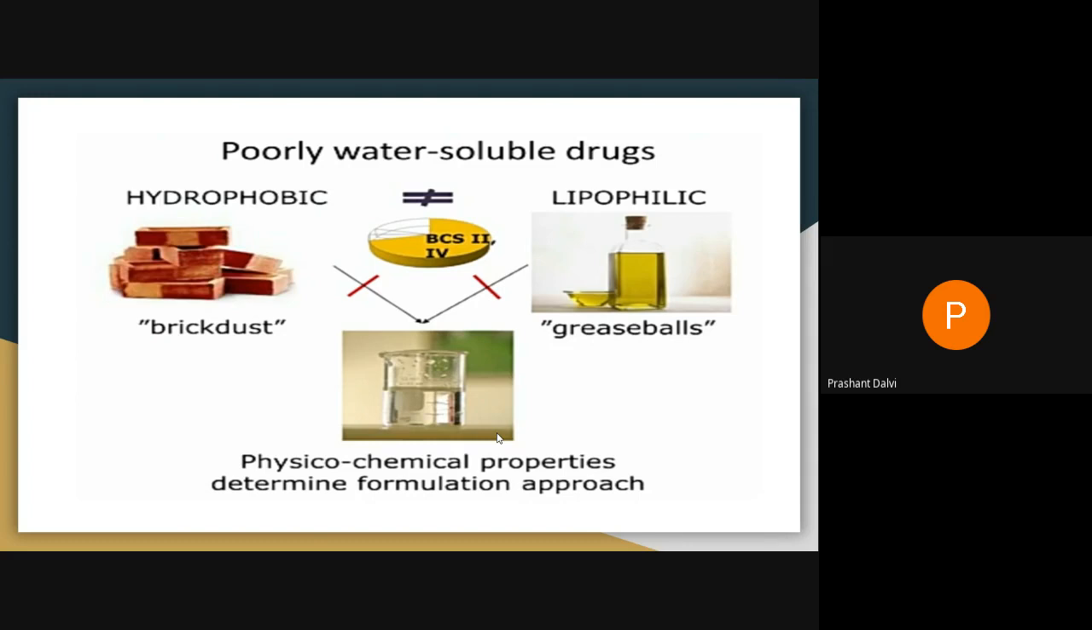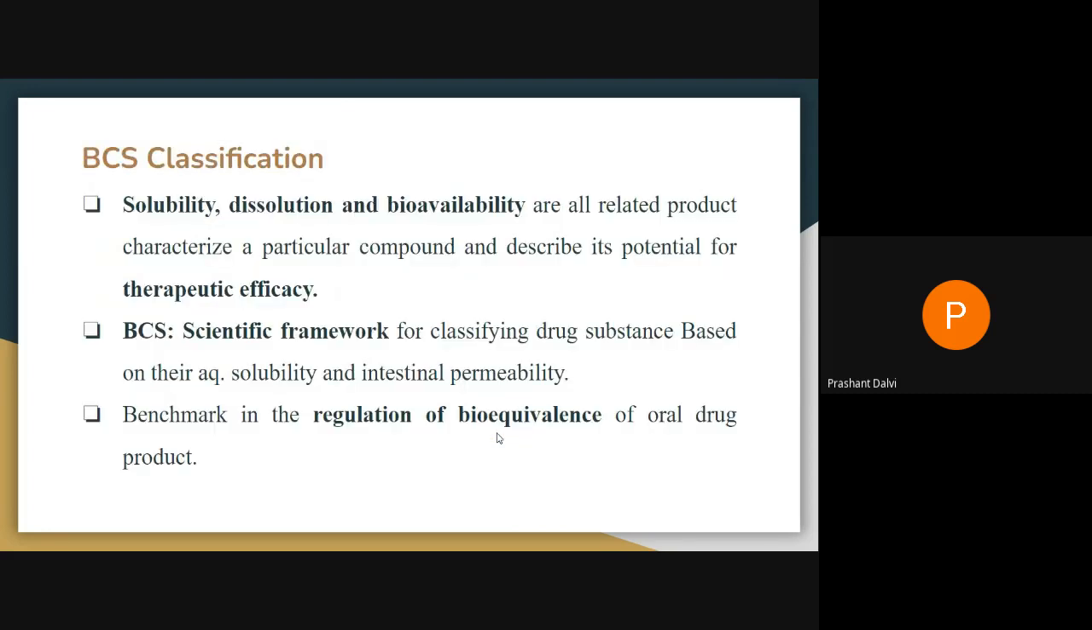Okay, if you see, the majority of the drugs are in class 2 and class 4. Yes or no? About 60 to 70% of these drugs. Okay, so the physicochemical properties of all these drugs determine the formulation approach to deliver that particular new chemical entity to the targeted site.